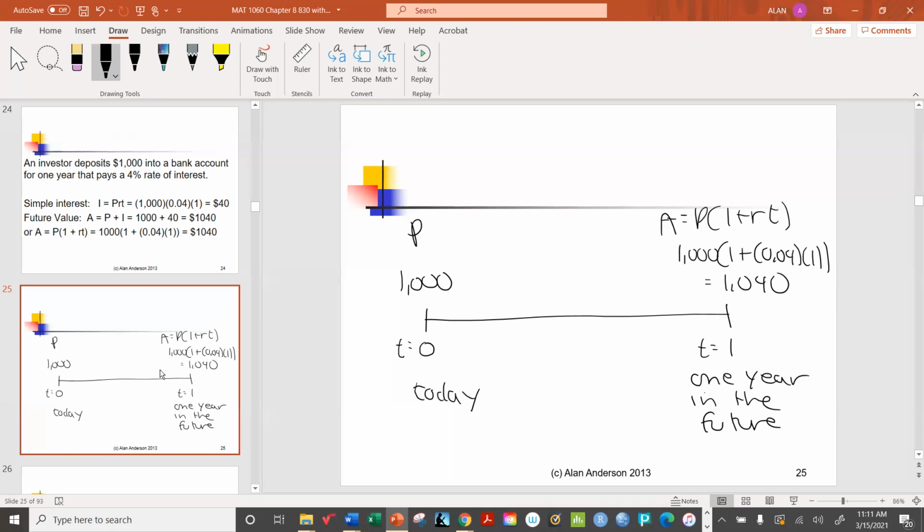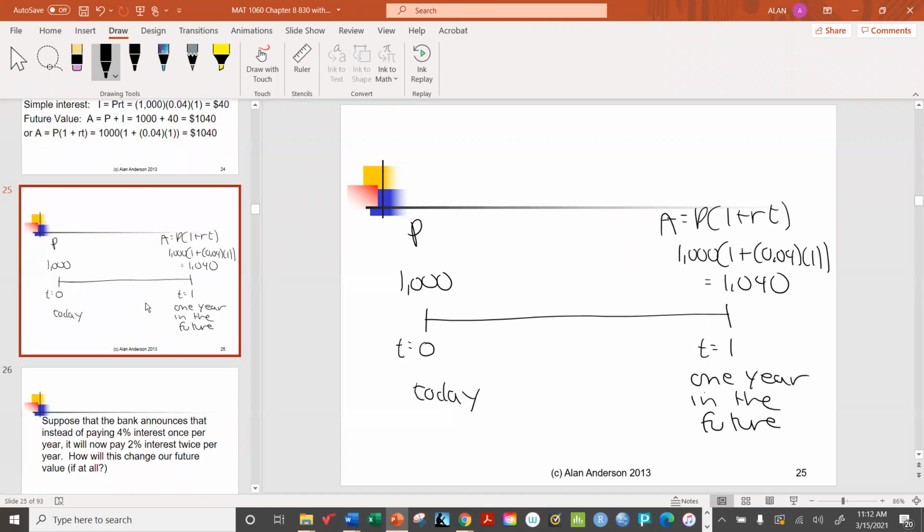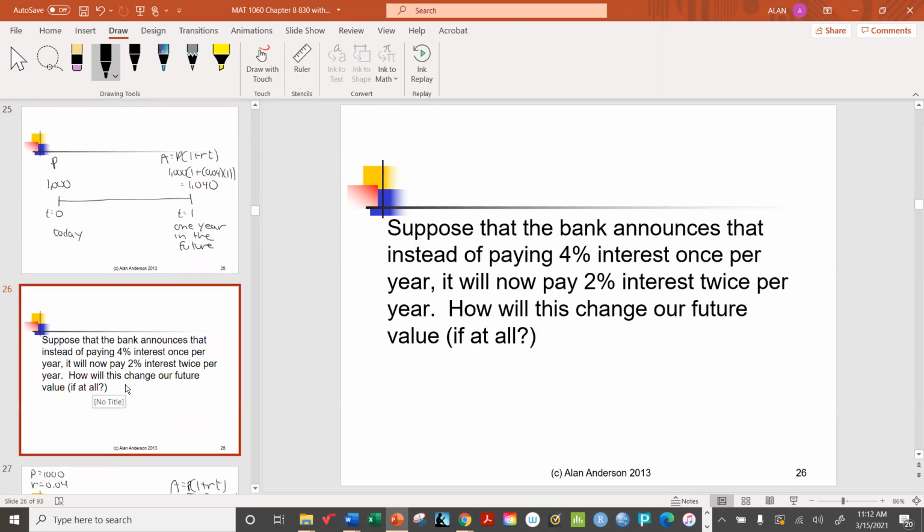Now, we're going to complicate things a bit here. Up to this point, we've been assuming that when a bank pays you interest, they wait till the end of the year to pay you the full amount. What if it doesn't work that way? Suppose this bank says to us one day, you know what, we've changed our policy on interest payments. Instead of giving you 4% at the end of the year, we're going to give you half of it in 6 months and the other half at the end of the year. In other words, 2% halfway through the year, and then the rest at the end of the year.